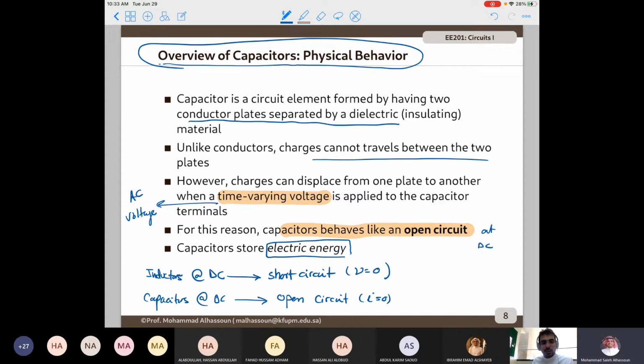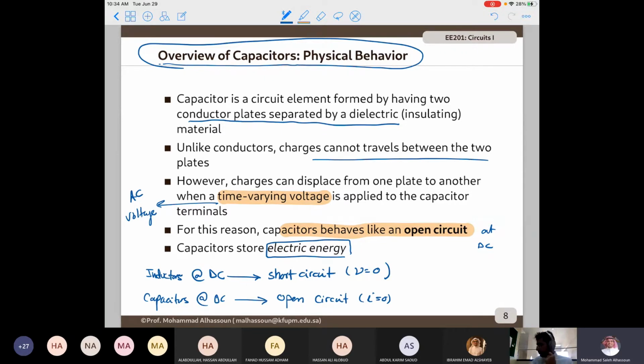Any question about this information? Karim? Yes, Doctor. When we say store electric energy, does it mean like a battery, that energy can be supplied later? Yes. As a matter of fact, capacitors are used as a battery bank. So yes, they're used as a battery.